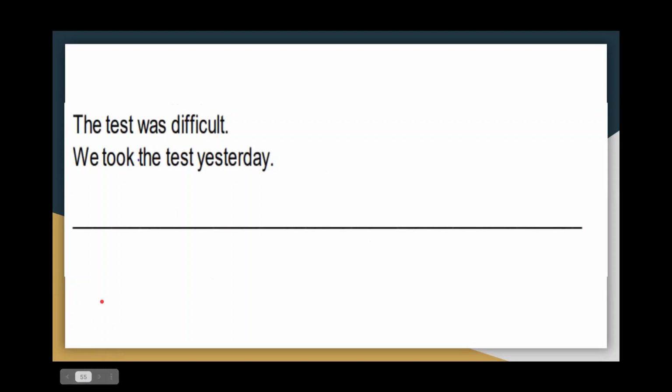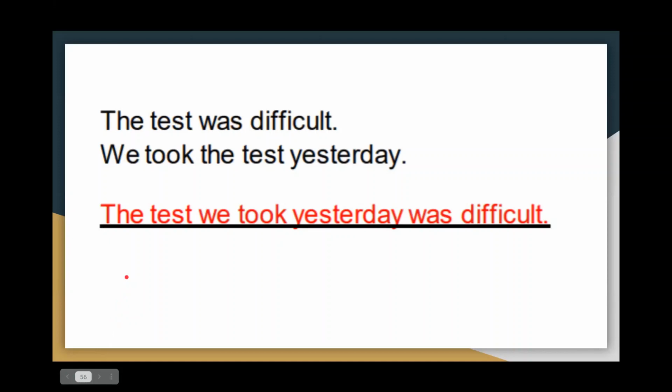Here's another example. The test was difficult. We took the test yesterday. How can we combine these two together to make a strong sentence? Well, we can say the test we took yesterday was difficult.